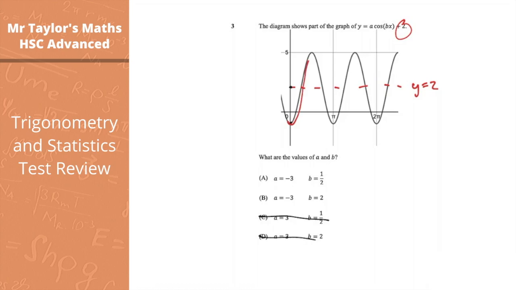And let's think about our period. Well, I can see 1 cycle, and I can actually see 2 cycles from 0 to 2 pi. So the correct answer here is B, because the period of this cosine is pi.